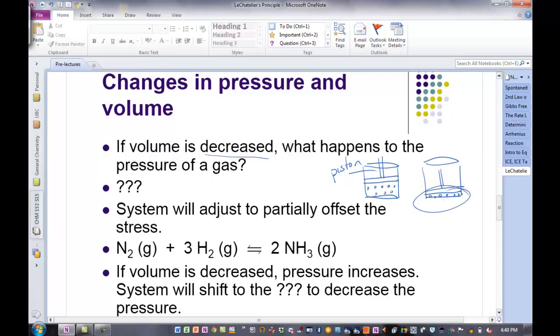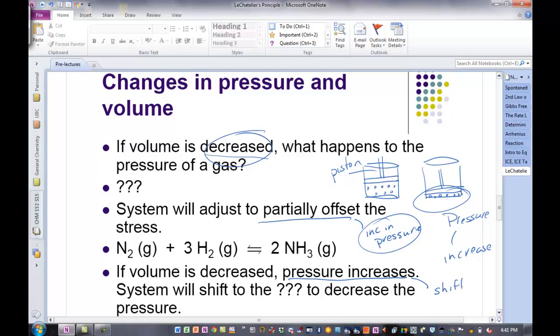What happens to the pressure on that gas? We did this last semester, but I think you know. Pressure is going to increase, obviously. So the system, again, will partially offset that stress, and our stress is an increase in pressure. So a decrease in volume causes the stress of an increase in pressure on that gas. So the system is going to shift to offset that change. Pressure increases, so it's going to shift to decrease pressure.